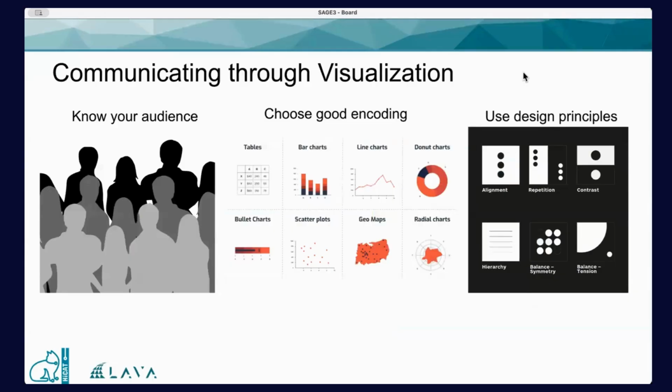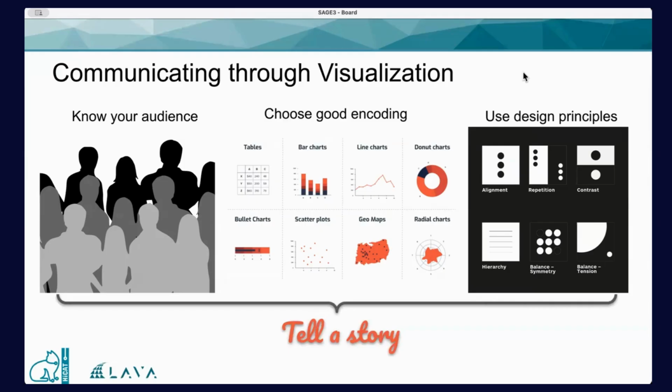And to do that, you need to know your audience. You need to choose good encoding, which we'll talk about in a second. And you need to use design principles, which we'll also talk about in a little bit. Together, these components help us tell a story. Why tell a story? Because people remember stories.